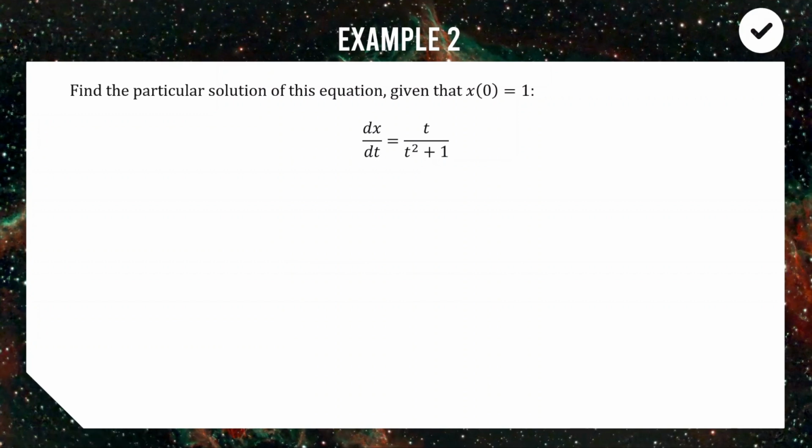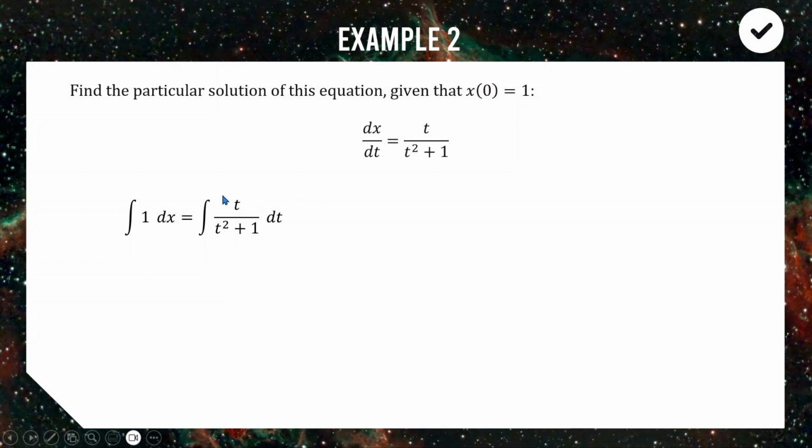Okay, running through the structure once again, we're going to multiply the dt across to the right-hand side, leaving us with 1 dx on the left-hand side. Integrating both sides now. On the left-hand side, when we integrate 1, we're going to get just the variable x. On the right-hand side, if this was a 1 over t squared plus 1, it would be very similar to the last question where we were using inverse tan. Because this is a t on top of t squared plus 1, this is something we can use logarithms for.